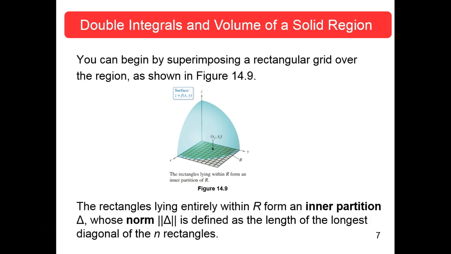Now, before we had deltas along the x-axis. Now we've got a two-dimensional delta, delta x and delta y, whose norm is defined as the length of the longest diagonal of the n rectangles. So what if these weren't uniform? They look like these are uniform grids, so it wouldn't matter. But even if you had some that were longer, we'll use the norm as being the longest of those rectangles, whichever x or y.